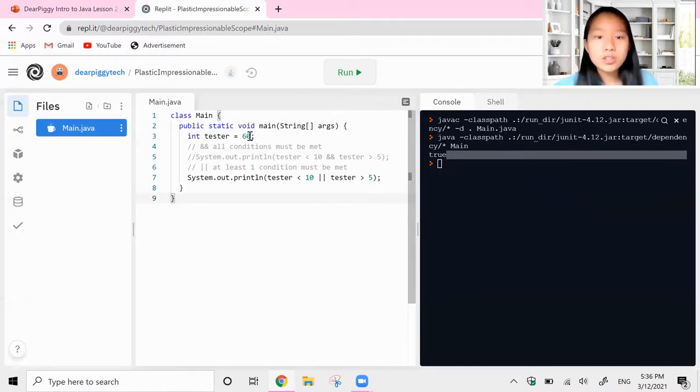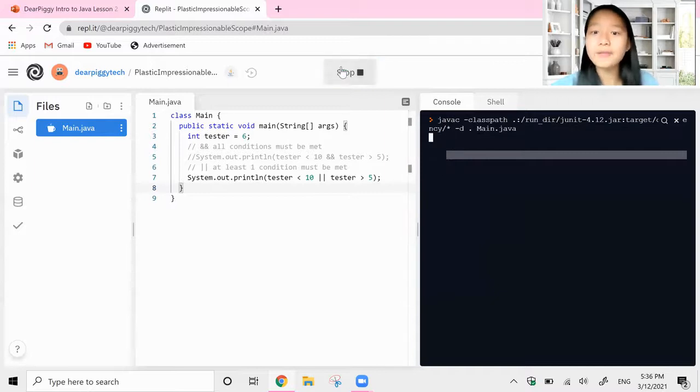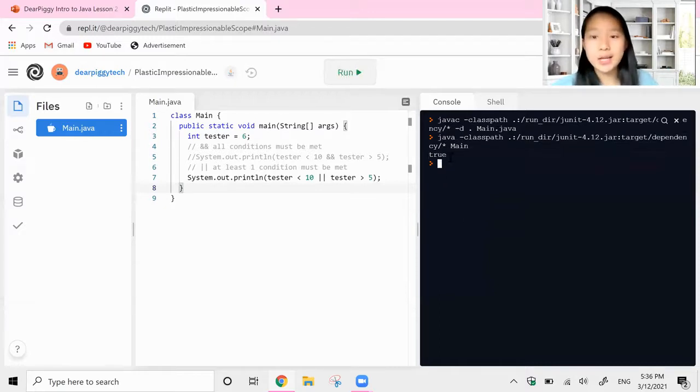Okay, let me change this to 6. So 6 meets both of these conditions because 6 is both less than 10 and greater than 5. And as you'll see here, when I run my code, it's still going to give me true. Is it going to give me true? Yes, it is. Okay, so that's because at least one condition, well, technically 2 conditions were met, but 2 is at least 1.